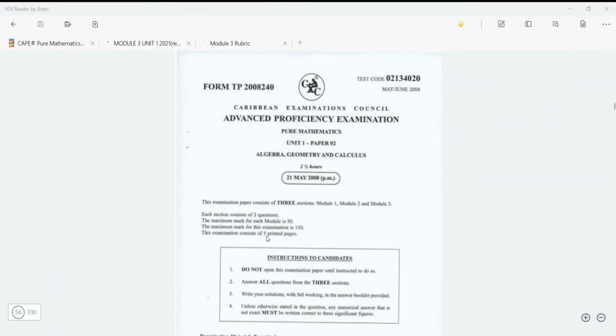Welcome, welcome, welcome. Today we're going to be going through the Unit 1 Paper 2 from 2008. Because these long-time papers have a lot of more challenging questions, we're going to be going through these harder papers to prepare for CAPE. It's really important to do these harder papers.